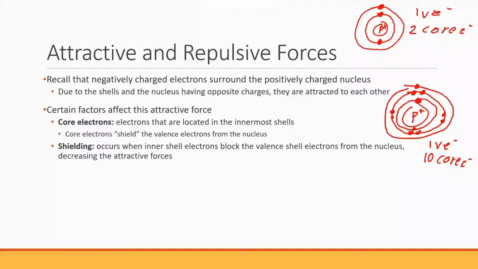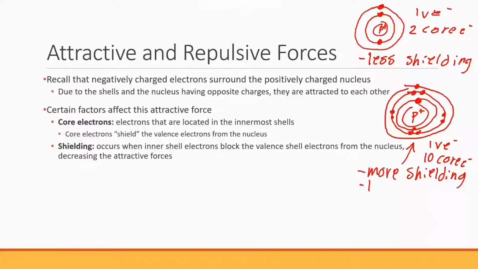So again, what we can say is that this one is experiencing less shielding. So that makes it so this valence electron is more attracted to the nucleus. And then for this one, we can say that it's experiencing more shielding. And that increase in shielding lowers attraction to the nucleus. Okay?